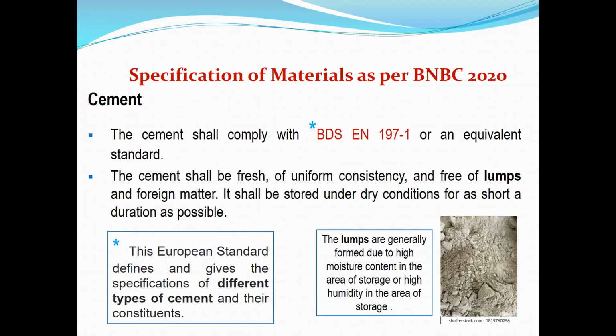The cement shall be fresh, of uniform consistency, and free of lumps and foreign matter. What is a lump? Lumps are formed when there is high moisture content in the environment, when the cement is stored in a humid environment for a longer period, and cement spheres are formed. So the cement should be free of lumps, stored under dry conditions, and stored for as short a duration as possible, because here the quality of cement is very important.